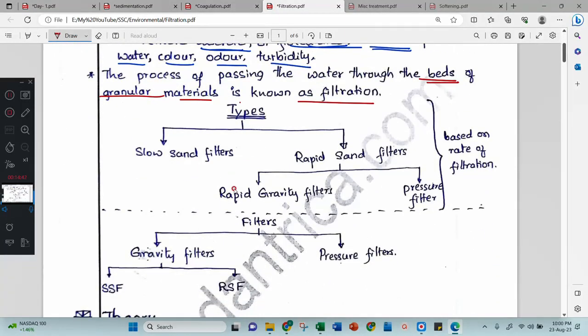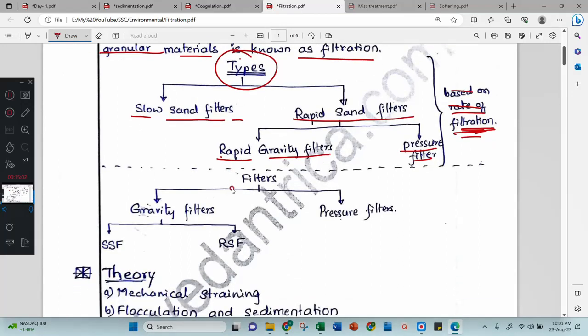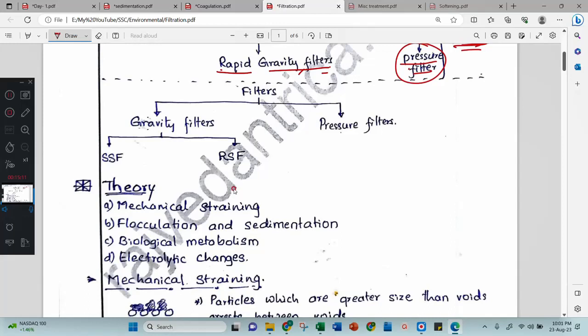Filtration classification based on the rate of filtration has two types. The first one is slow sand filtration, and the second is rapid sand filtration. In rapid sand filtration we have two types, rapid gravity filtration and pressure filtration. Rate means slow rate, then high rate, then more than this rate. Then there is another classification based on the flow of water in the filter: gravity filters and pressure filters. With gravity, the water flows from one point to another, as in slow sand filters and rapid sand filters. In pressure filters, the flow is based on pressure; we apply some external pressure to pass the water through.